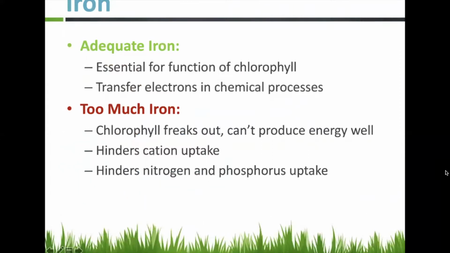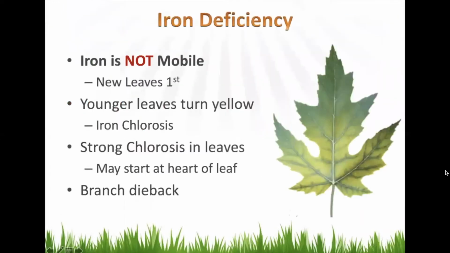But with too much iron, the chlorophyll does not function well, and it can't produce energy. So when that occurs, there's going to be a lack of chlorophyll, turning to more yellow. This also hinders cation uptake and nitrogen and phosphorus uptake as well. Iron is not mobile, so when elements are not mobile, the new leaves are usually affected. When they are mobile, the older leaves are affected. So since iron is not mobile, the new leaves are first affected, and those younger leaves turn chlorotic or yellow. And you could think of that as iron chlorosis.